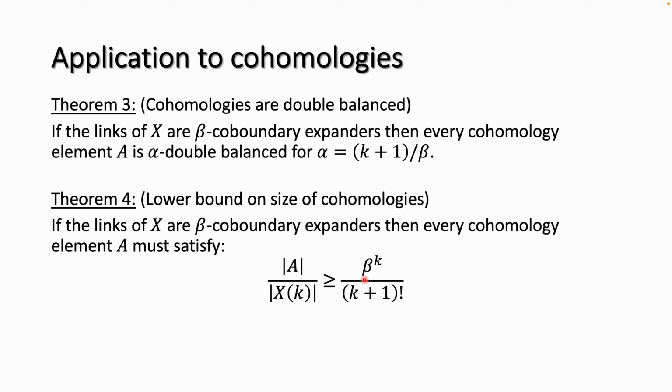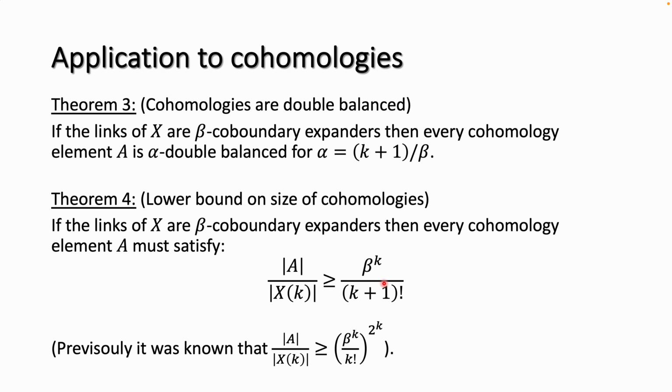So every cohomology element must be at least this large, and just to get some context, it's exponentially better than what was known before, because previously it was only known that every cohomology element in these complexes is at least this large. So we have here 2 to the k, and our bound, by combining these two localization perspectives, is exponentially better. So it's much larger than was known before.